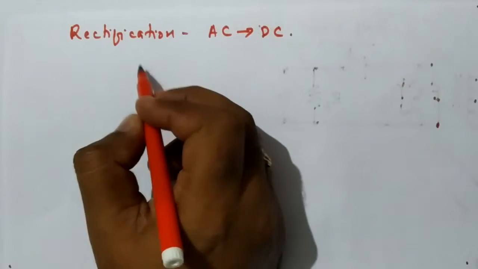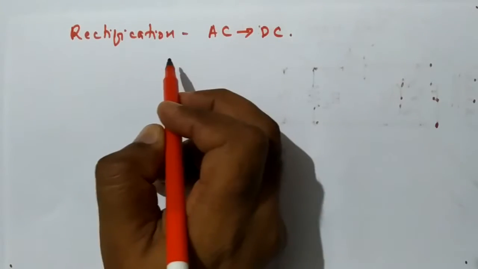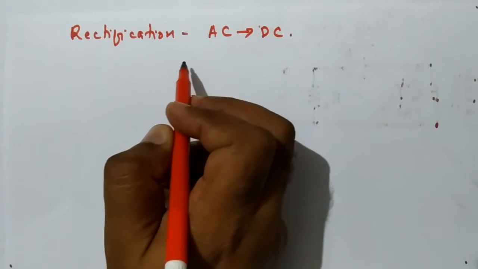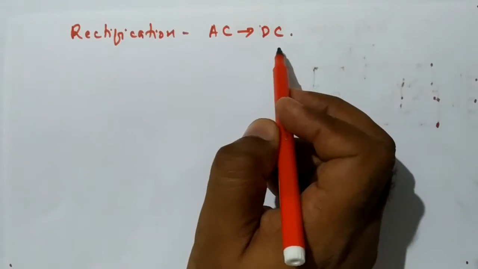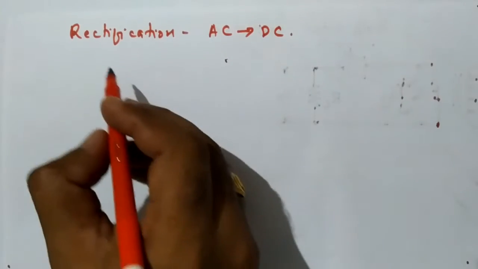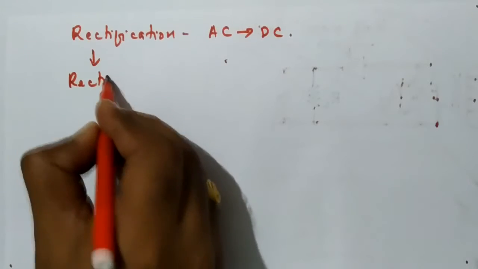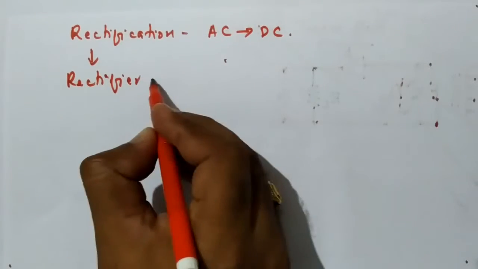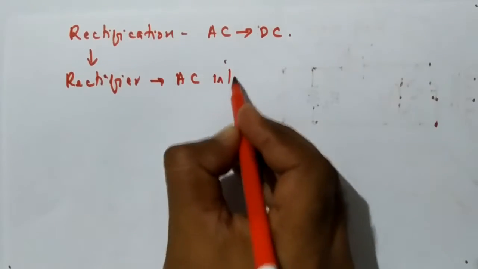Take one example. If you want to charge a mobile, then you require a constant DC voltage, not an AC voltage. So for that you have to convert AC into DC. Now a circuit which converts AC into DC is called a rectifier. But actually a rectifier will convert AC into pulsating DC.